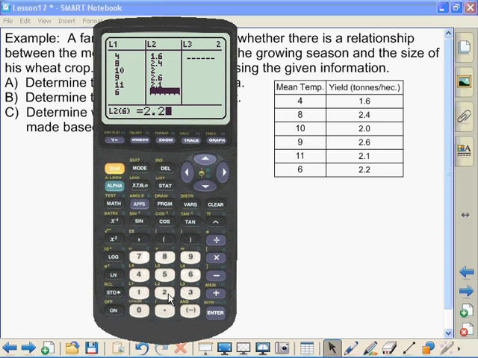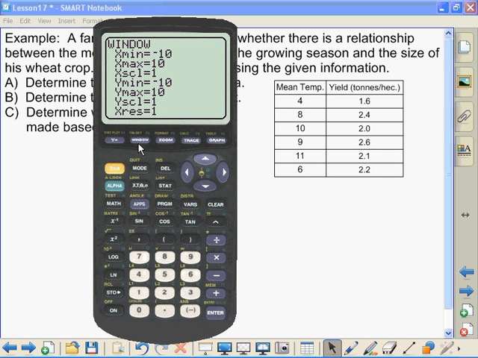Now before creating a scatter plot, I'm going to go to the window button. The window button tells me what my x and y values are going to be. If you hit window, it tells you your x min. If I look at my data here, my mean temperature, the lowest number is a 4. So I'm going to say my x min is going to be a 0.